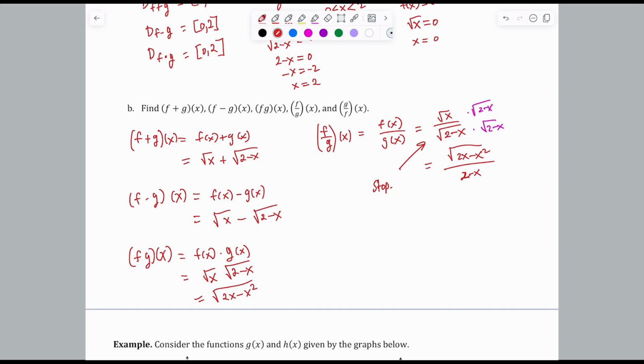Okay, the other one is very similar, g over f. So g over f of x is g of x over f of x, and that's just the reverse of what we just had, so that's the square root of 2 minus x all over the square root of x. And then if you rationalize it, you would rationalize by multiplying top and bottom by the square root of x. All right, so what would you get? You would get the square root of 2x minus x squared all over x.